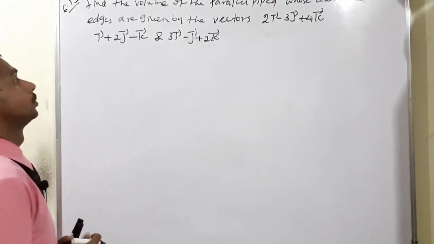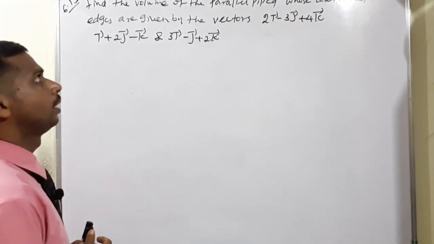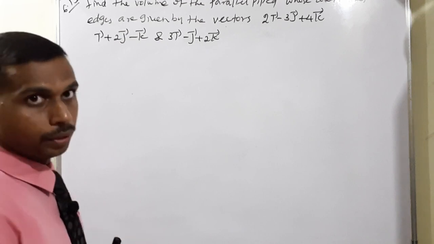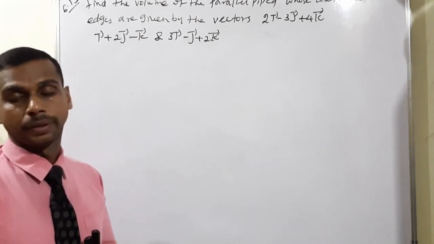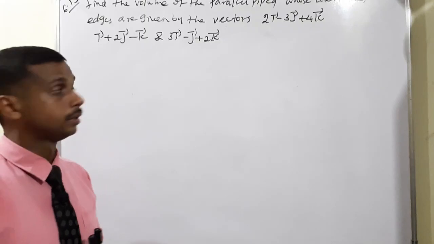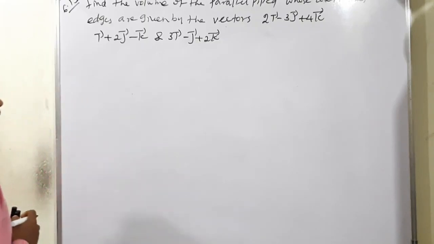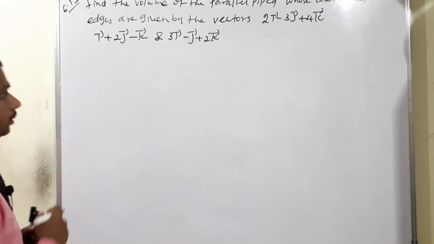6.13, very simple question, isn't it? Find the volume of the parallelepiped. Already we have discussed the geometrical interpretation of the scalar triple product. So the volume of a parallelepiped means the box product of vector A, vector B, vector C, isn't it?